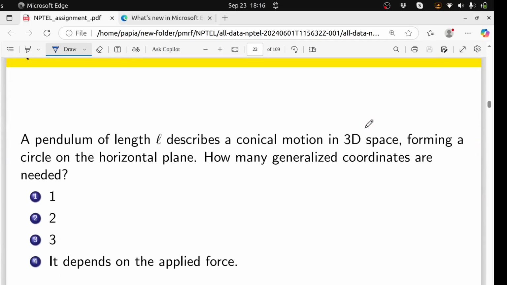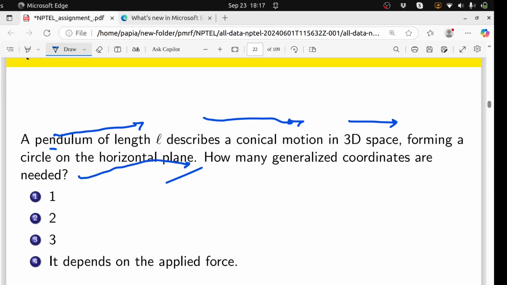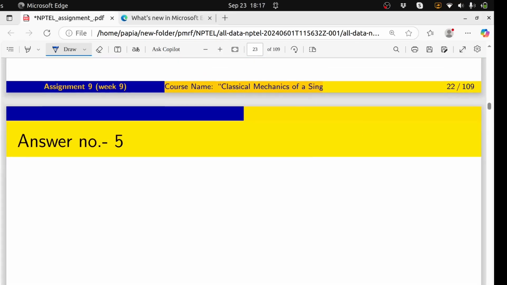A pendulum of length L describes a conical motion in 3D space, forming a circle on the horizontal plane. How many generalized coordinates are needed? Okay, so there are options 1, 2, 3, and the fourth one is it depends on the applied force. No, obviously it is not depending on the applied force, because we are not talking about applied force here. We are just saying that the pendulum is of length L and it describes a conical motion in 3D space, forming a circle on the horizontal plane. These informations are given. So what does this mean?